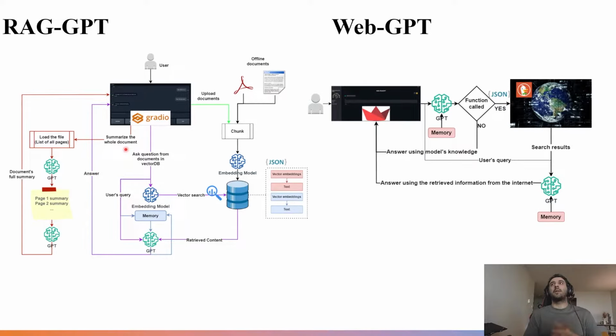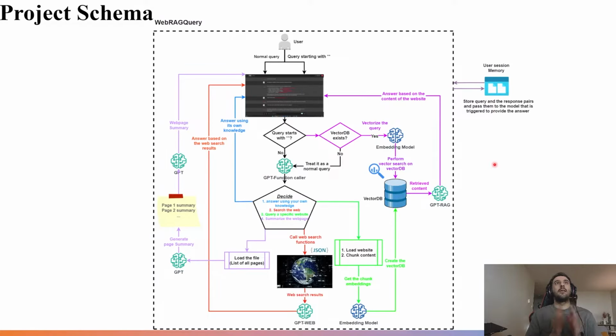Web-GPT was a chatbot that could search the web and give us the answer. What we did was give access to a search engine and a GPT model, and that GPT model could make a decision whether to use its own knowledge or to search using the search engine and give us the answer. Now we are going to combine these two chatbots and create a new chatbot called Web-RAG-Query.